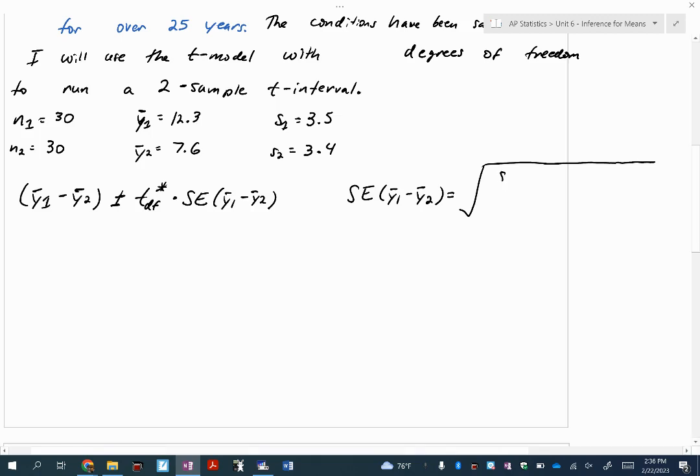All right, here's the formula. Yeah, I need to edit this out.